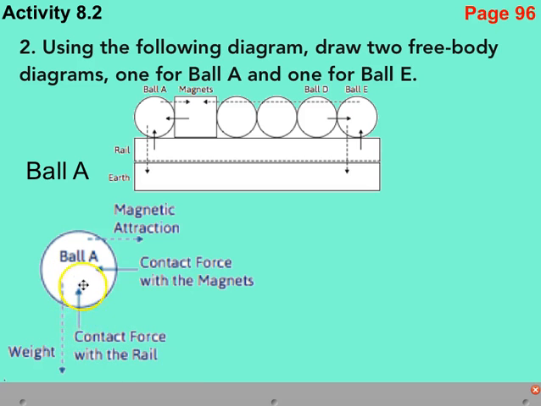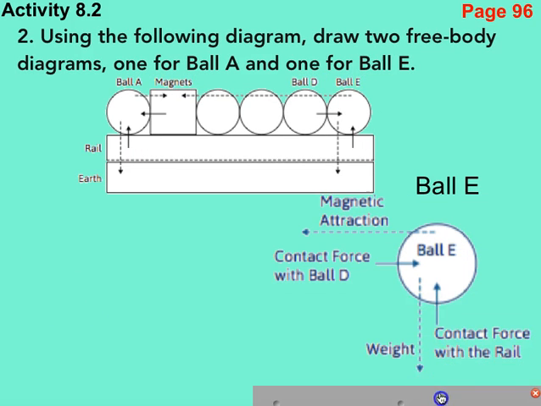So you don't need to have the double arrows for ball A pushing on the rail, because that's not part of a free body diagram. We're freeing it. We're only looking at what impacts ball A, not the impact ball A has on other objects. So how'd you do with that one? Okay, so let's go ahead and take a look at ball B.